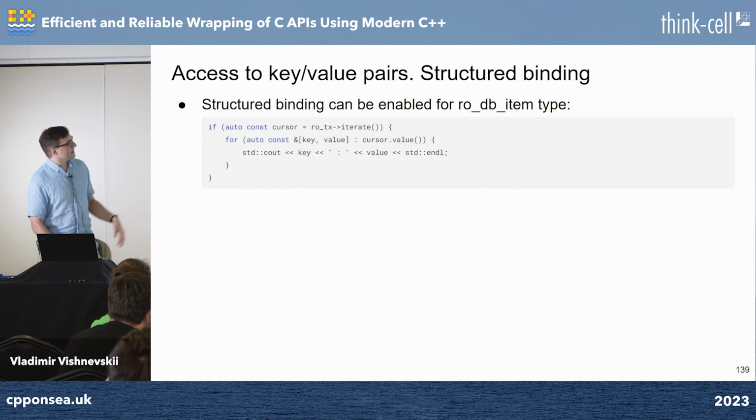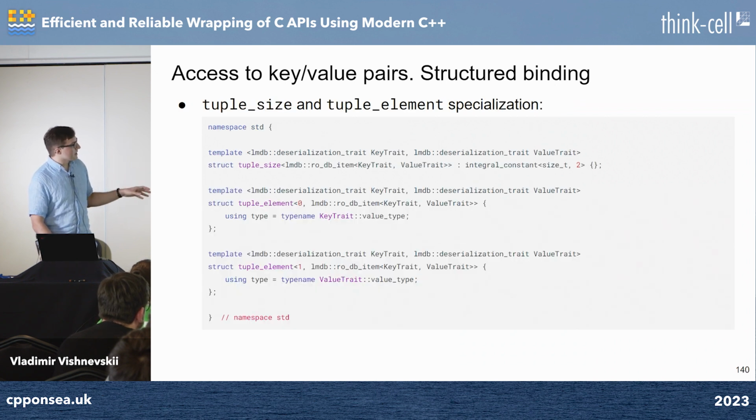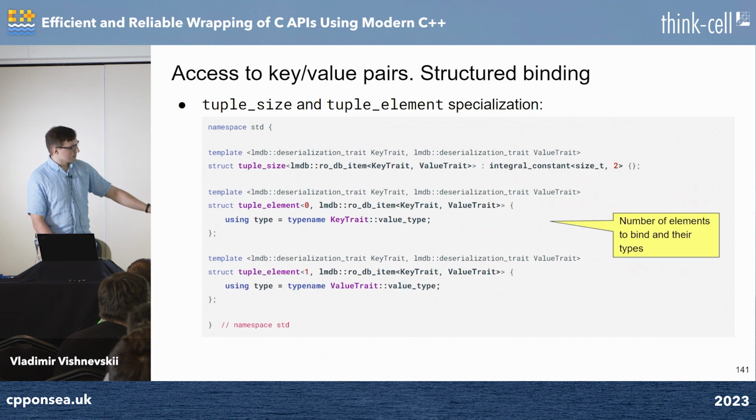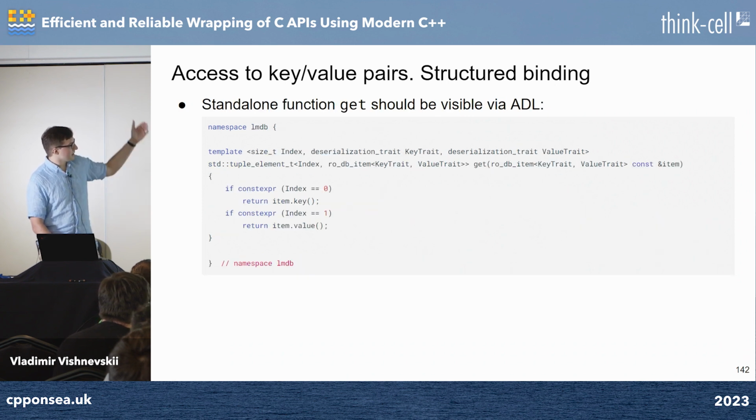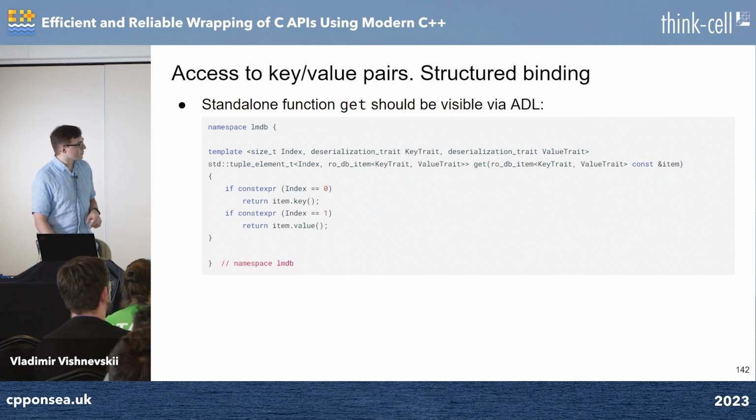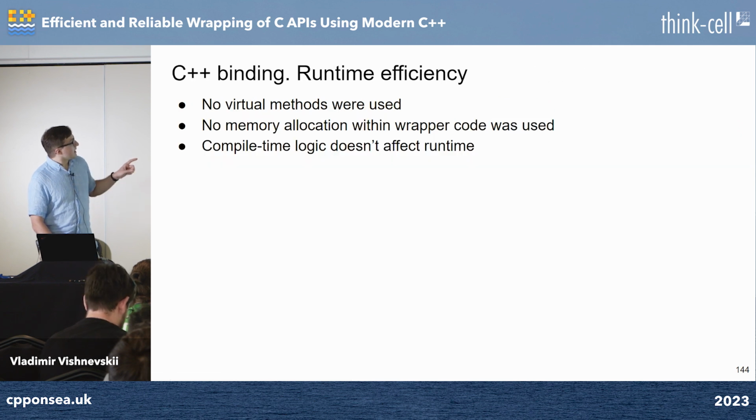For this RAII item, we can actually implement structured bindings. Structured bindings is a facility that can be implemented with custom types. Generally speaking, we need to have specialization of some of the standard facilities here. We need to provide tuple size, tuple element, and also an ADL-visible get function. This can be done and brings some convenience for types where access to some items can be bound.